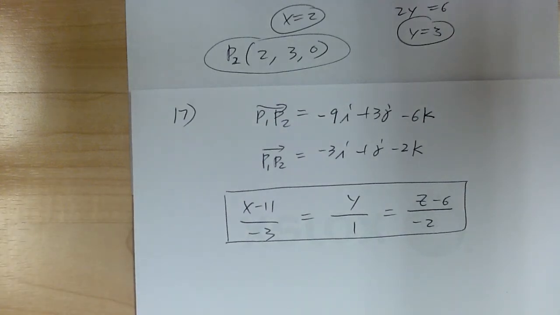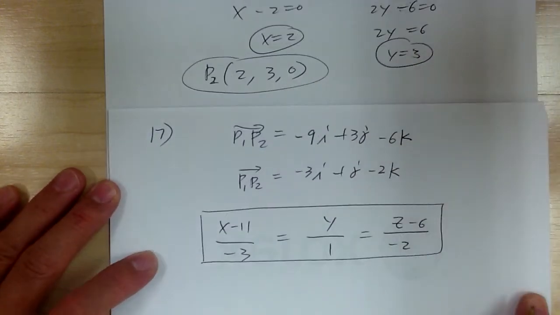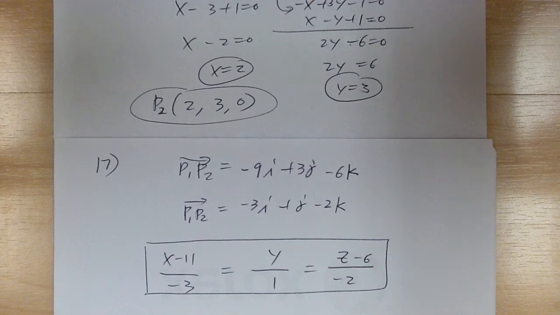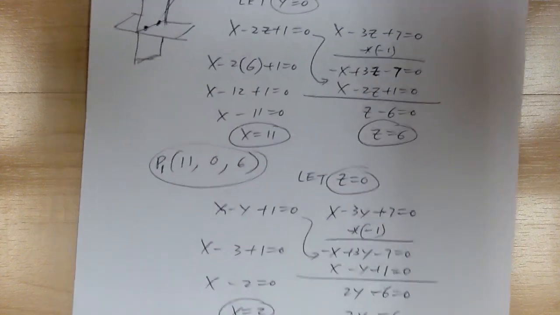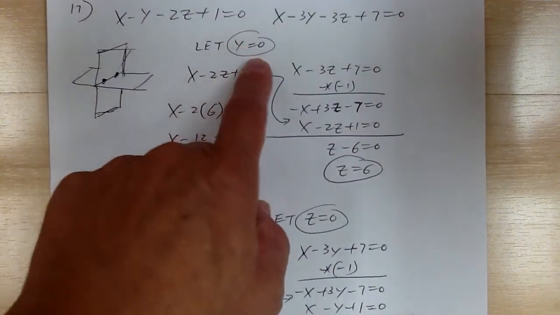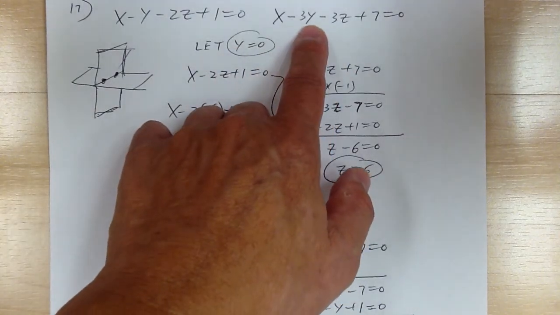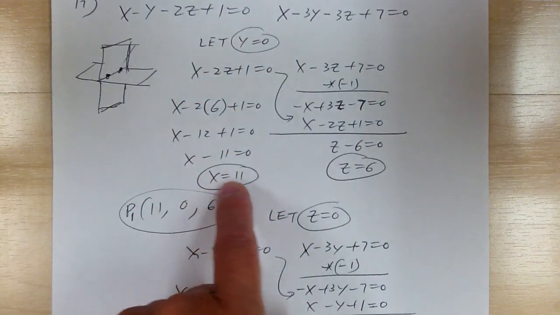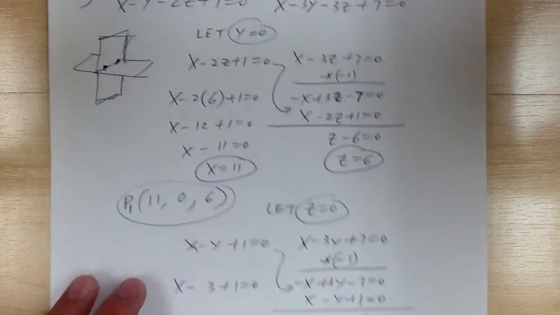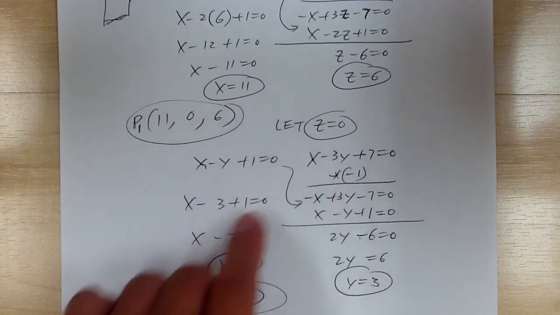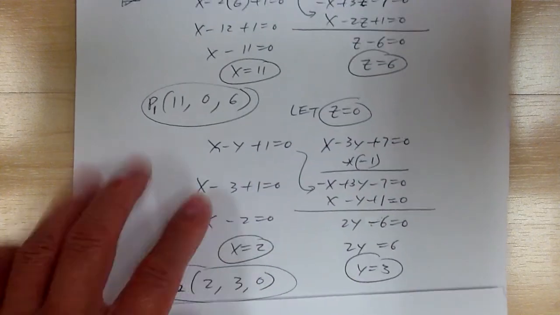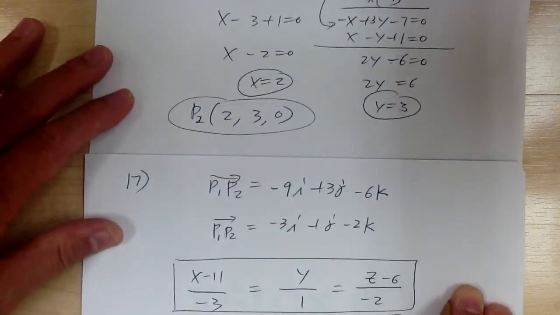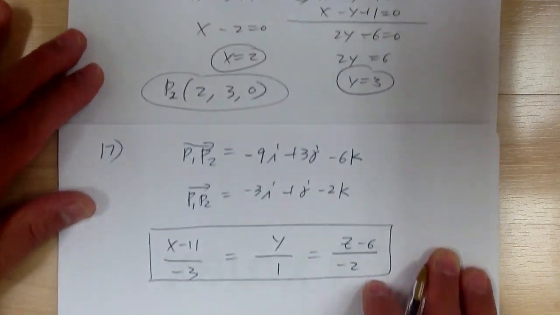And number 19, you just do the same thing. Number 19 is kind of lengthy, so do exactly the same steps. You have to set one of the variables; it doesn't matter which, but for this one I set y equal to 0 and z equal to 0, and you solve for the other two variables, and that's your P1. Then let z equal to 0, and you solve and get the x and the y, so that's your P2. Once you find P1 and P2, it becomes the previous problem.